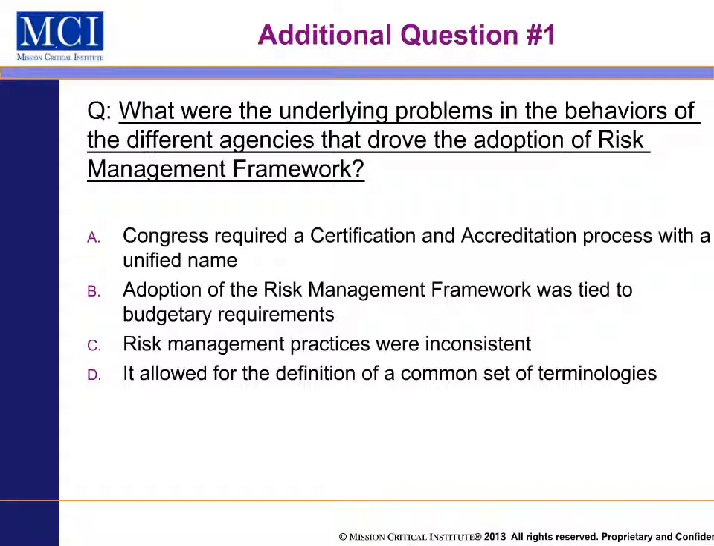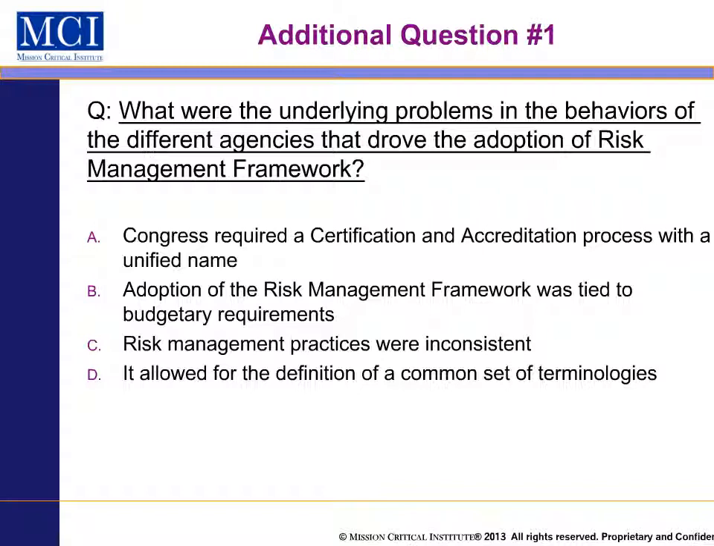Okay, so that's why then they took DIACAP and DSCIDS and all the other types of certification and accreditation processes and said, okay, we no longer use those. We're now going to adopt risk management framework as a unified way of doing things. So it wasn't really about the name. Okay. B, the adoption of risk management framework was tied to budgetary requirements.